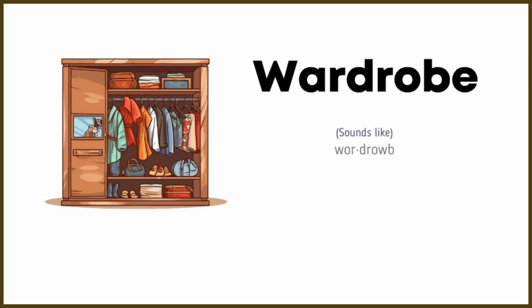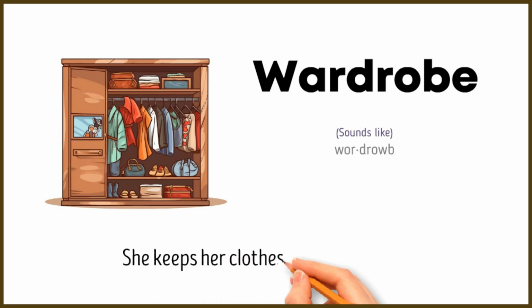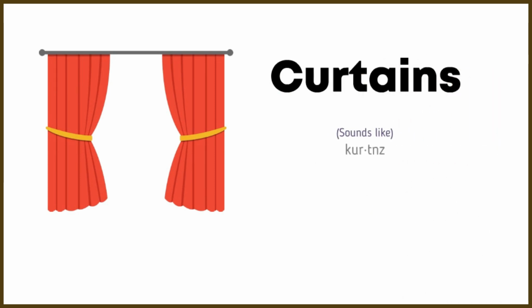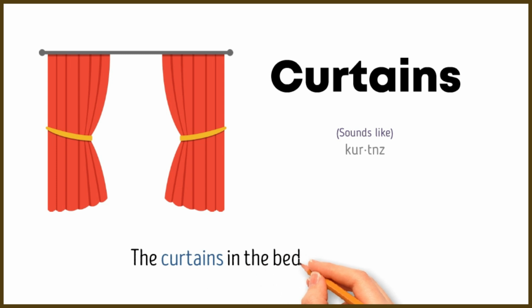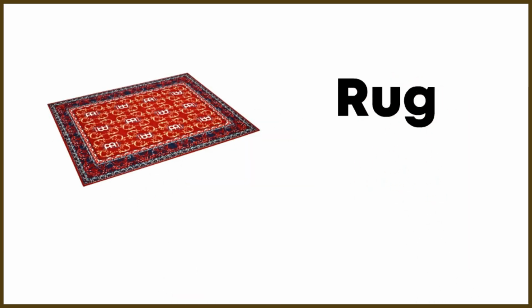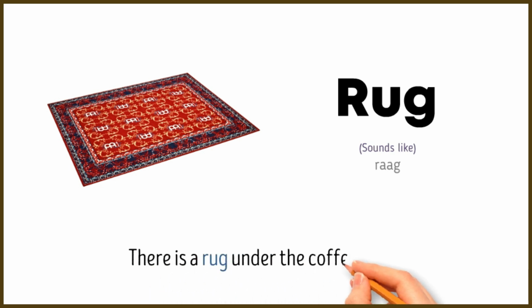Wardrobe. She keeps her clothes in the wardrobe. Curtains. The curtains in the bedroom are red. Rug. There is a rug under the coffee table.